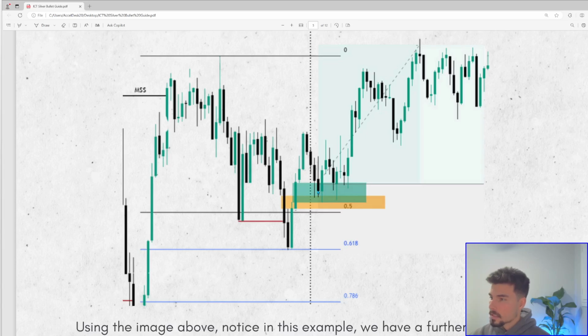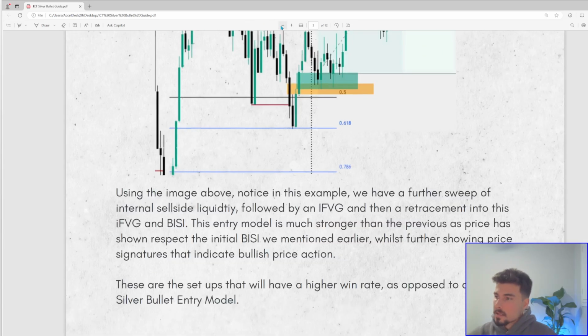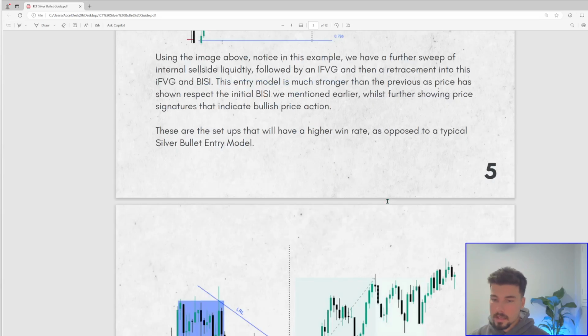The market doesn't always give you this, but you can wait to see how price reacts here. The fact that we're not displacing lower, the fact that we're accumulating here is a really good sign, right? So these are just things to consider when you're considering the Silver Bullet entry model.